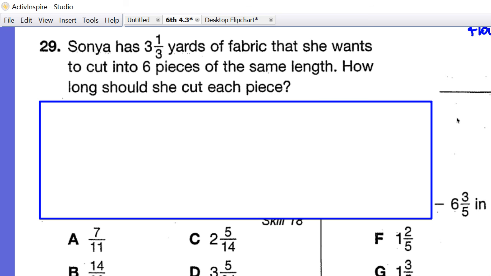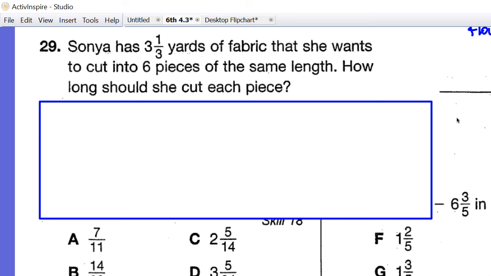Alright, let's read number 29. Sonia has 3.5 yards of fabric that she wants cut into 6 pieces of the same length. How long should she cut each piece? So this is a little bit tricky. A lot of kids are going to want to take 6 and divide it by 3 1/3.